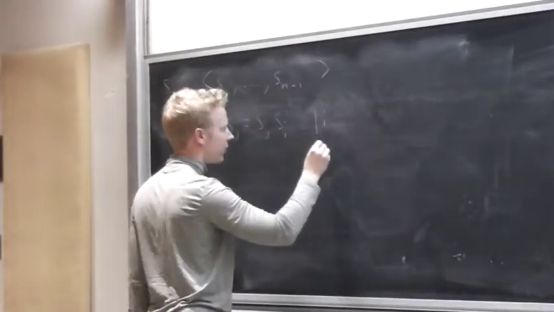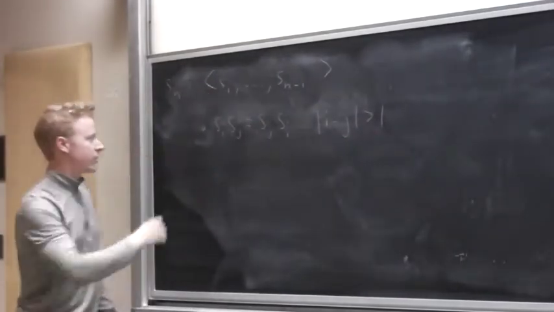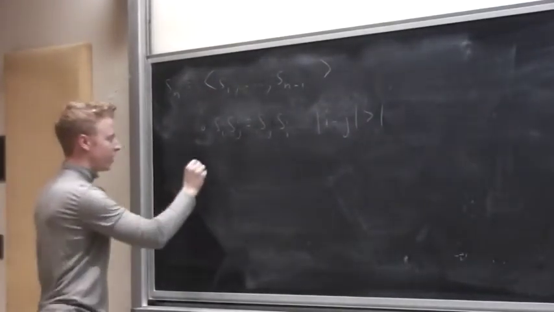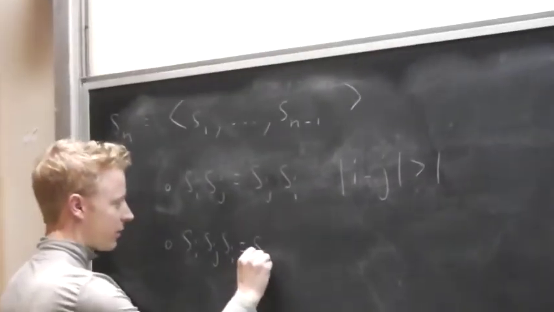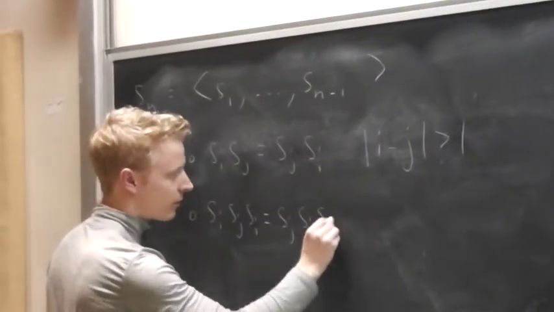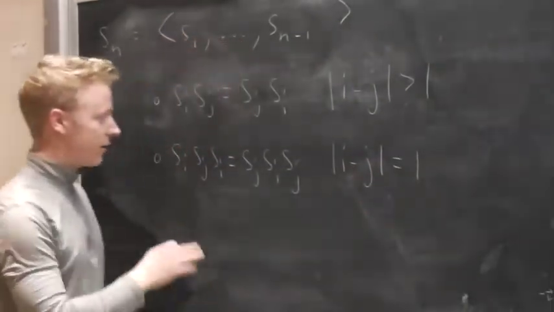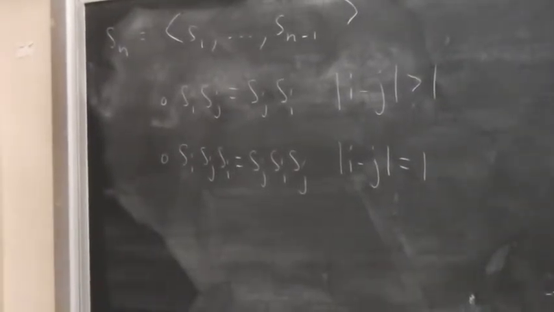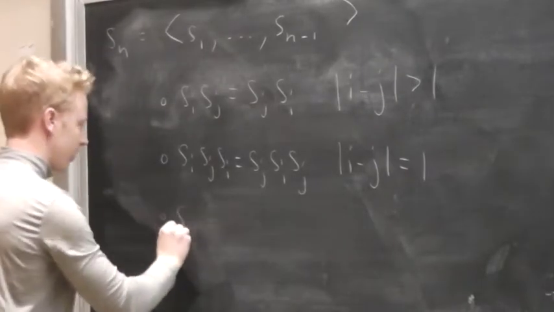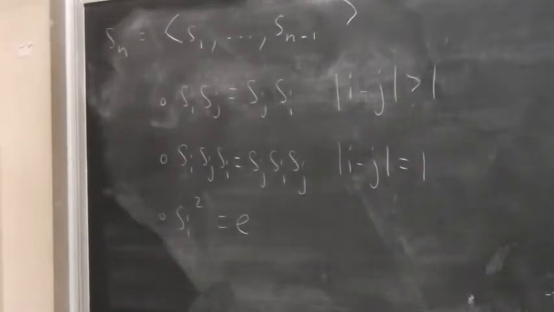So if |i - j| is greater than 1, the generators s_i and s_j commute with each other. Otherwise, if they're right next to each other, we have a braid relation. So if |i - j| equals 1, we have this relation here, s_i s_j s_i = s_j s_i s_j. And finally, all the generators are involutions, so s_i squared is always the identity.